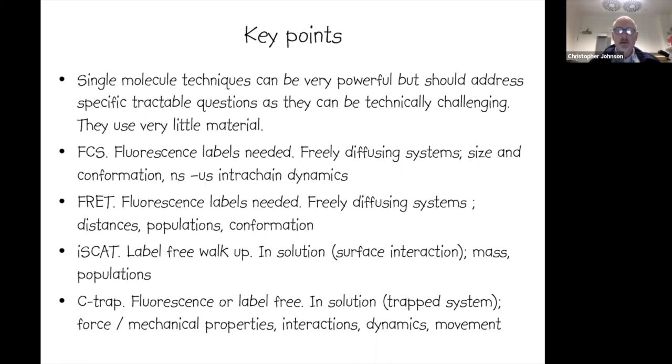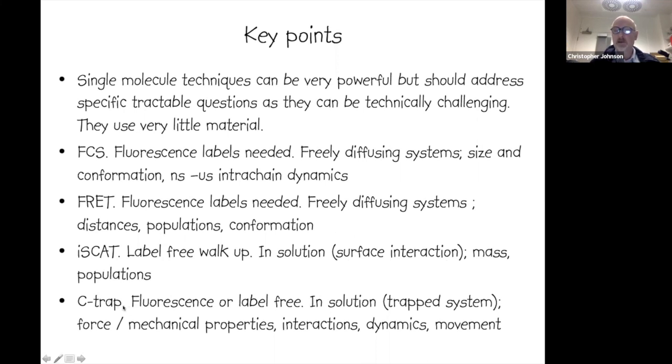And FRET, we need fluorescent labels. We're looking at freely diffusing systems, and we're able to determine distances between the donor and the acceptor, and therefore populations which relate to conformation. iSCAT is a label-free walk-up system. It's totally in solution, although obviously we rely on a surface interaction to generate the event, the contrast, and we can get the mass, and from the mass we can observe populations, ensemble populations.